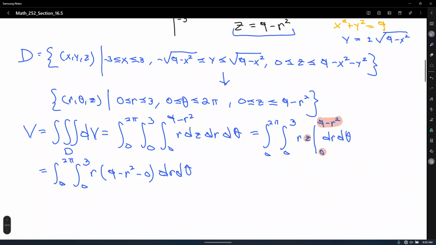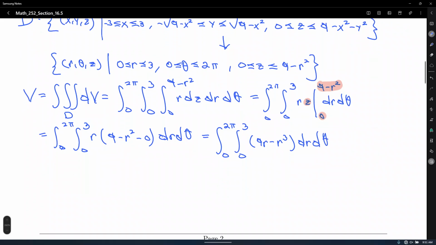Let me just distribute the r: 9r minus r cubed minus 0. Well, that's just 0. That's the integral from 0 to 2 pi and from 0 to 3 of 9r minus r cubed dr d theta. From here, it's a polynomial, so the integral from 0 to 2 pi is 9 halves r squared minus 1/4 r to the 4th, evaluated between 0 and 3, d theta.